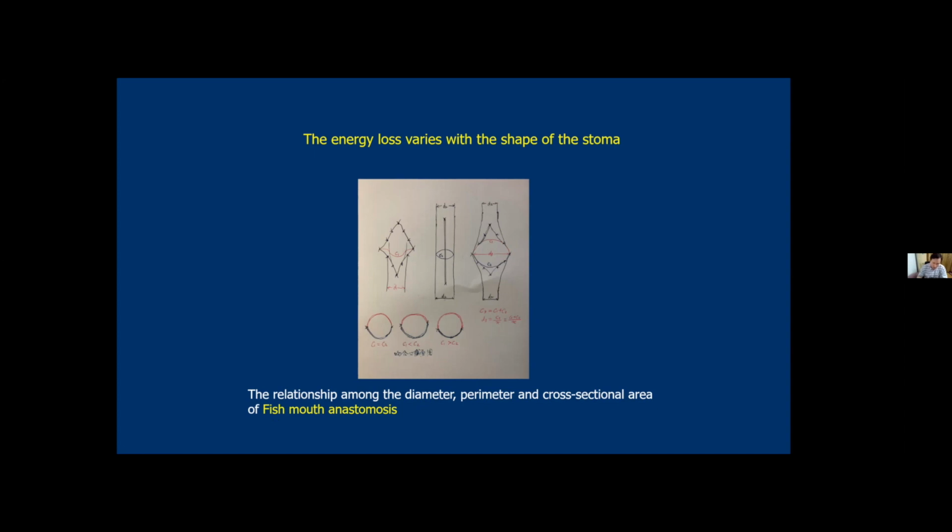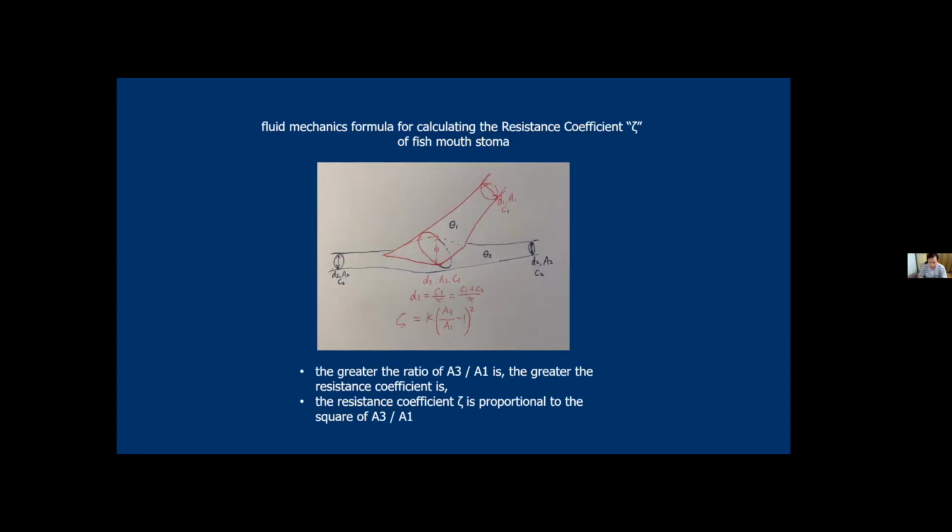But we can calculate the resistant coefficient zeta. So this is a calculation of the zeta of this fish mouth stoma. We can see in the fish mouth stoma, this is D3, actually D3 equals D1 to D2. So this is zeta.